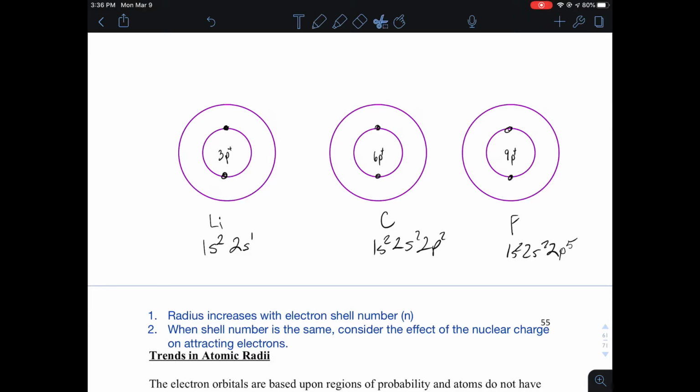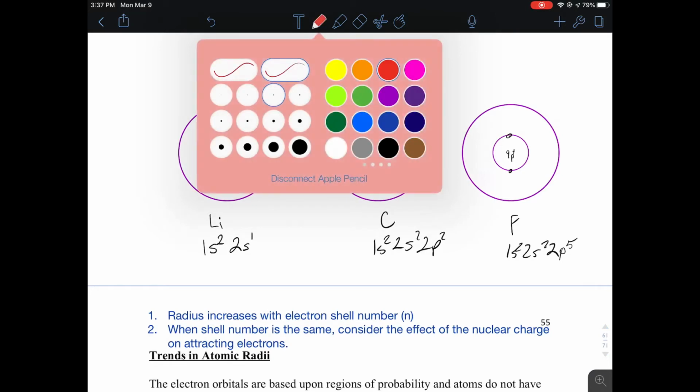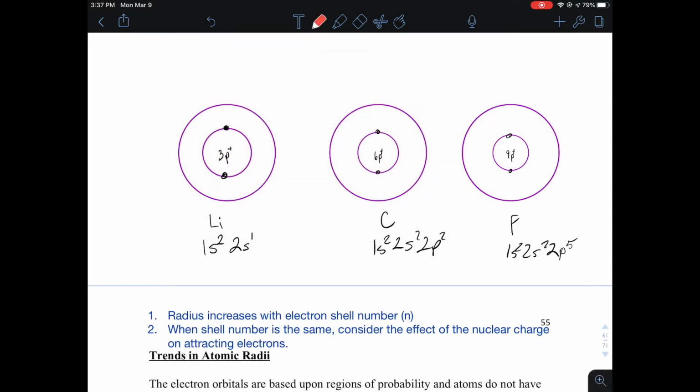Thinking about these 1s2 electrons, I initially drew them all the same size, but if we think about the attraction, we actually need to shrink them a little bit, right? We need to actually shrink them down just a little bit, and this one just a little bit more, so it actually will be quite shrunk comparatively, because these three have different amounts of force on these electrons.